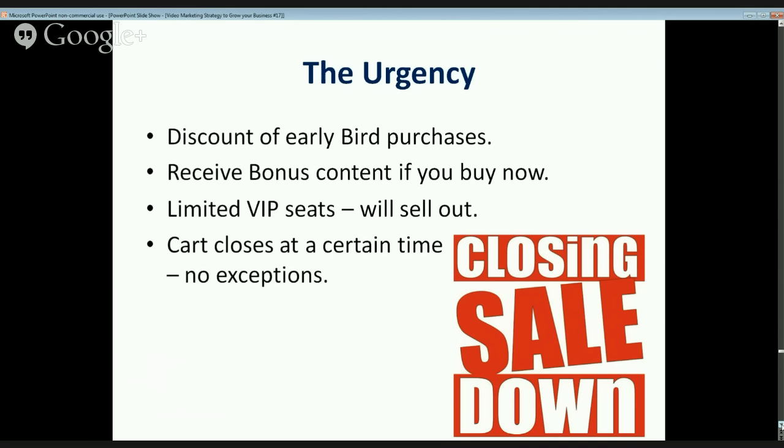So it does work. Unfortunately, it's the principle of scarcity. But you know, as I said, you can do discounts, bonuses, etc. as well, just to help move people along.